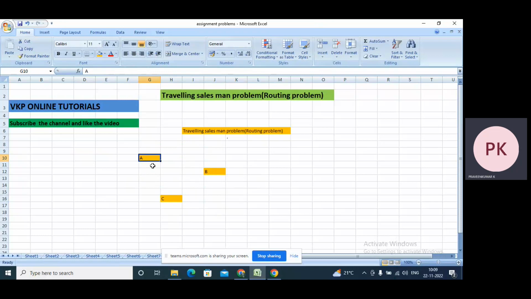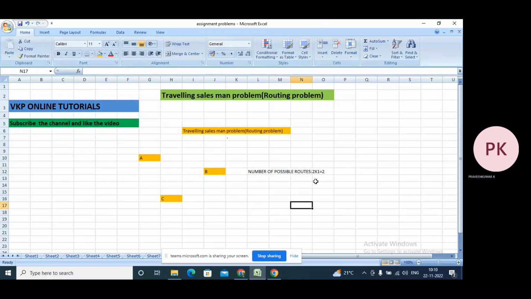In the traveling salesman problem, the person should not reach the same destination twice or thrice. So for example, in this case we have a number of possible routes. Since there are three cities, the number of possible routes is 2 into 1, which equals 2. There are two possible routes.